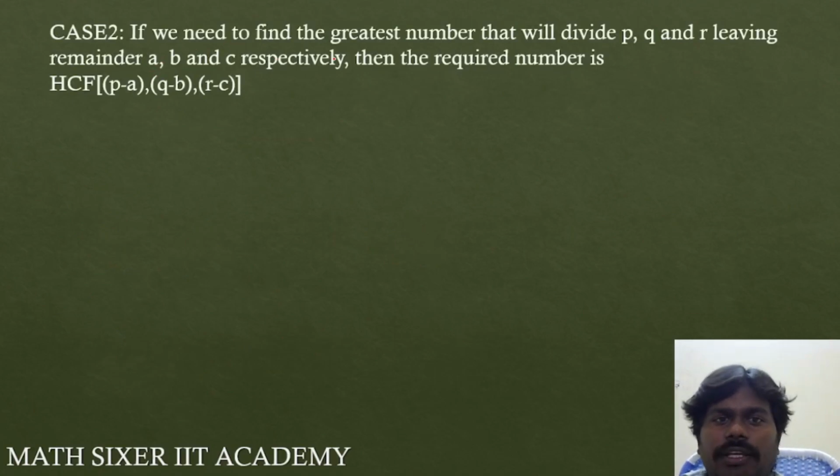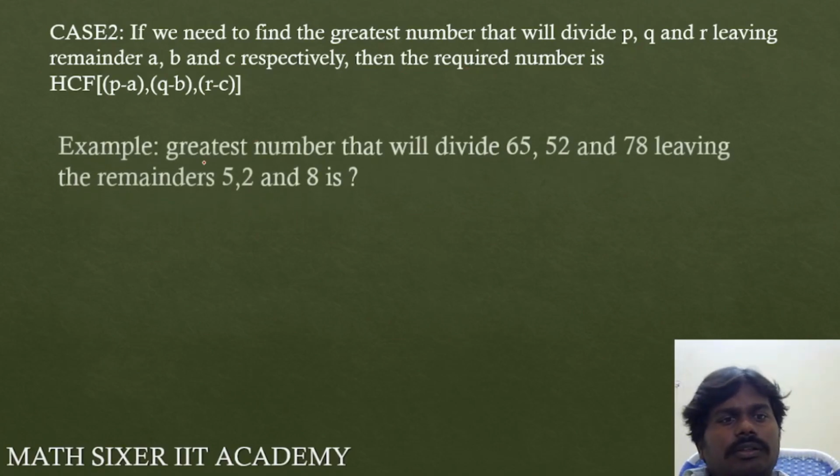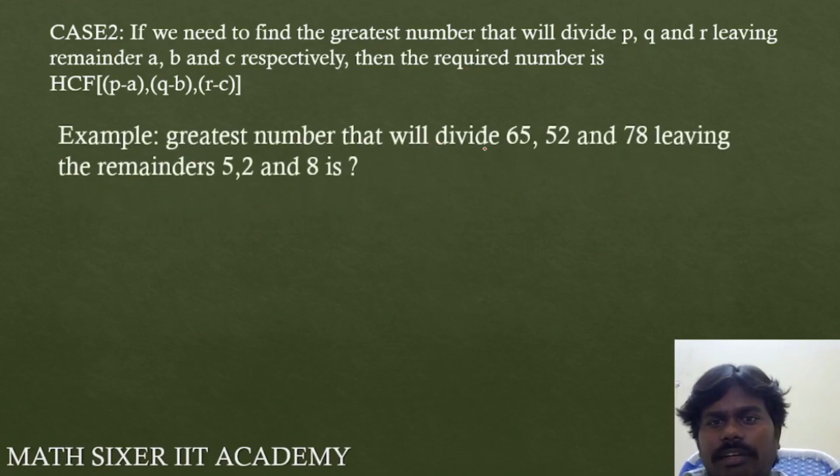If we need to find the greatest number that will divide P, Q, R leaving remainders A, B, C respectively, then the required number is the HCF of P minus A, Q minus B and R minus C. Here we will see an example to understand this case. The greatest number that will divide 65, 52 and 78, leaving the remainders 5, 2 and 8 respectively.